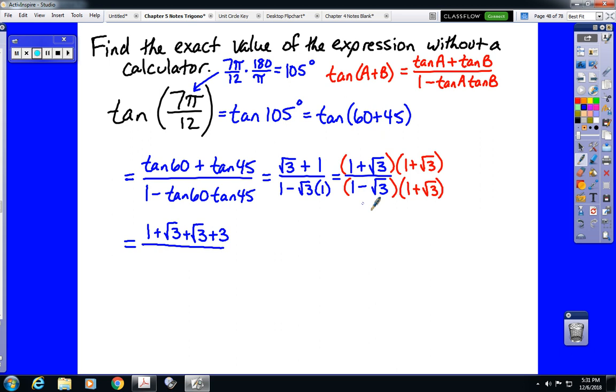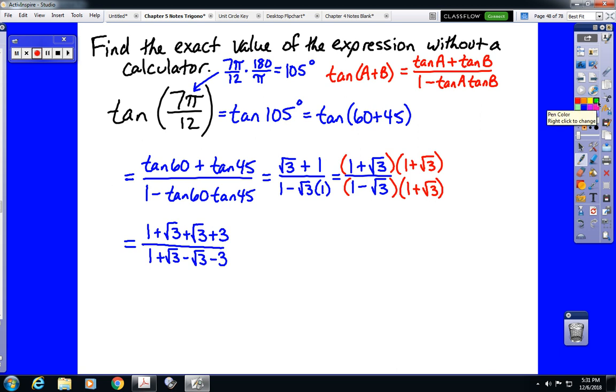On the bottom, we have 1 times 1, which is 1. 1 times root 3, which is positive root 3. Negative root 3 times 1, which is negative root 3. And negative root 3 times positive root 3, which is negative root 9, which is negative 3.